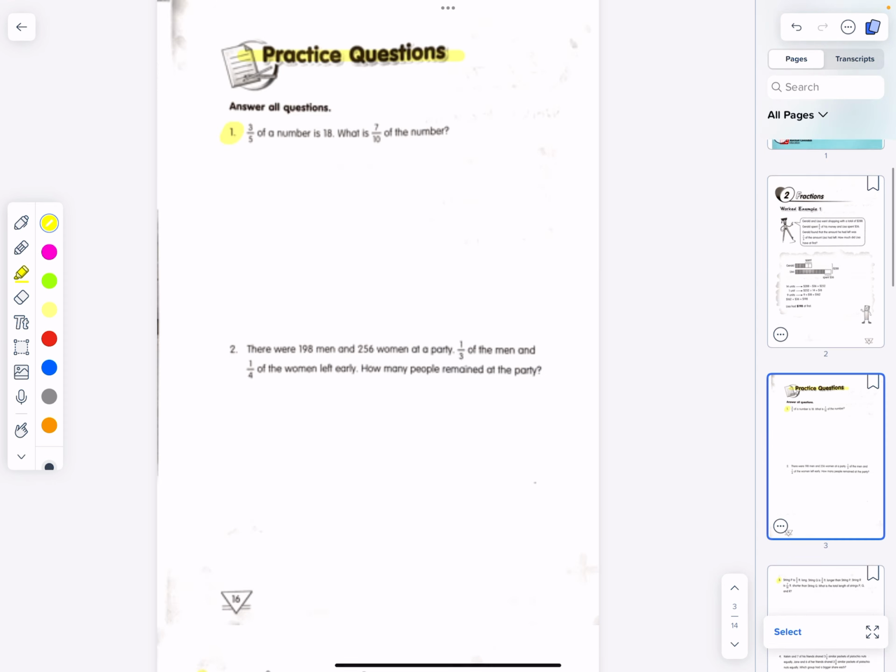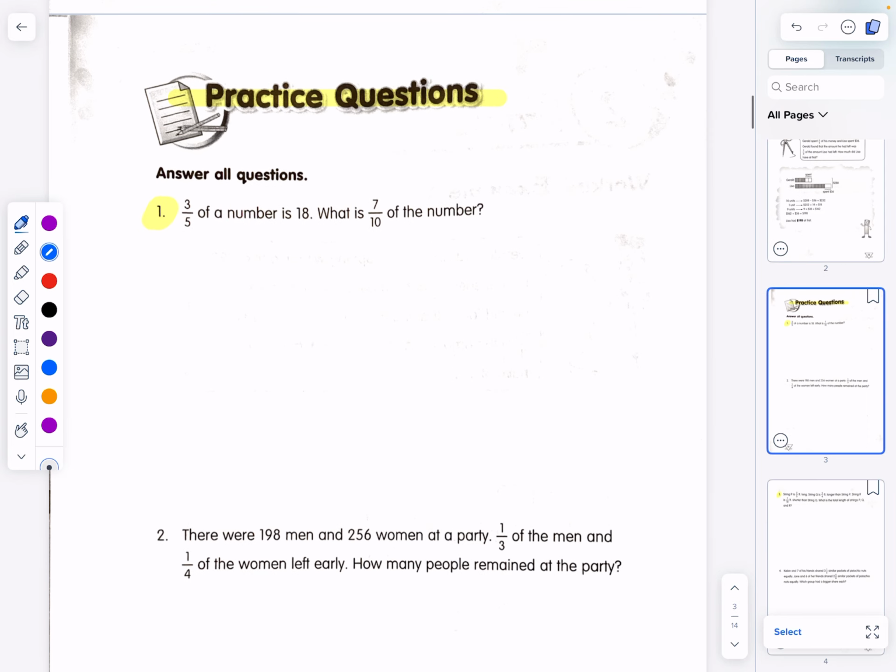Problem number 1. We always start by reading a word problem. 3/5 of a number is 18. What is 7/10 of that number? Let me increase the font. So 3/5 of a number. We have no idea what number it's talking about, so let's make a bar. I like Singapore Math bar modeling method because it is so intuitive when you make a drawing.